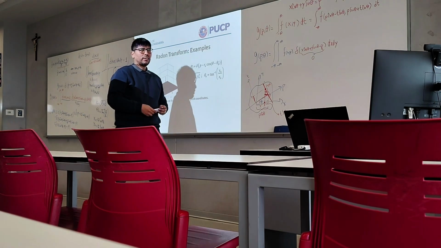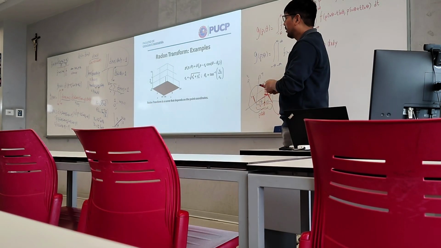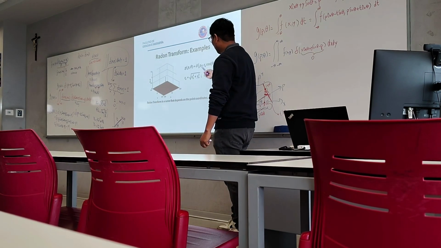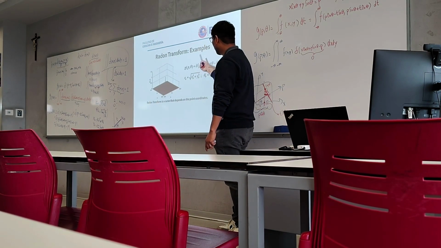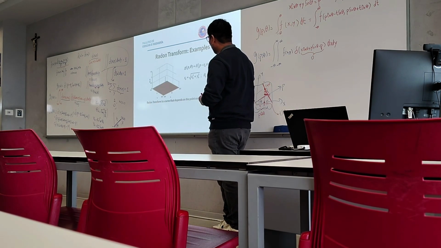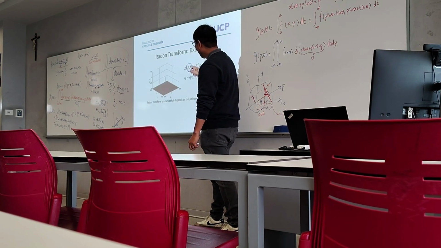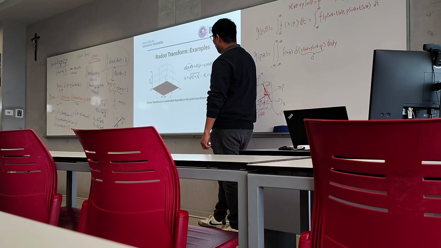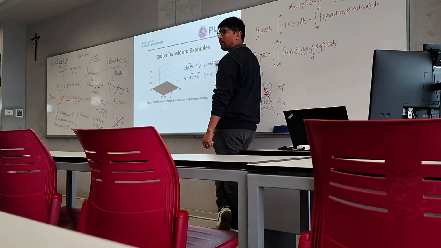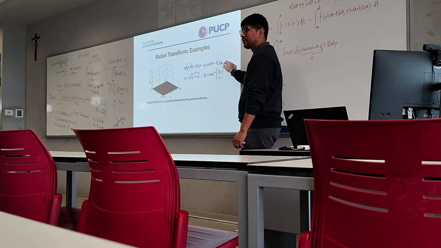First, the Radon transform of a delta function. So the Radon transform of a delta function will be something that looks like a delta function. So something that, in the domain p theta, in this domain, when is the delta function going to be 1? It will be something. And when will the delta function be 0?